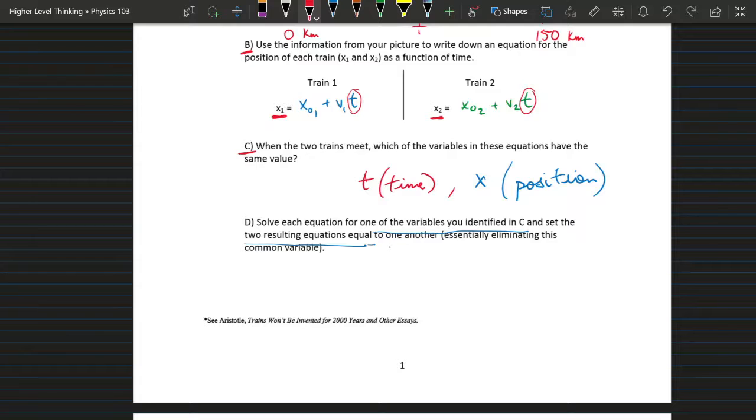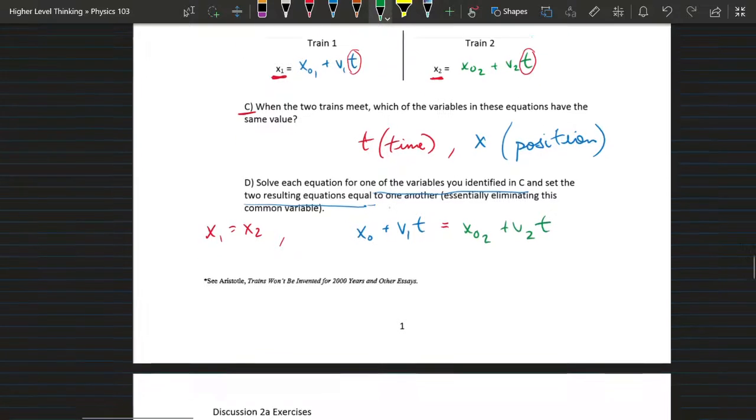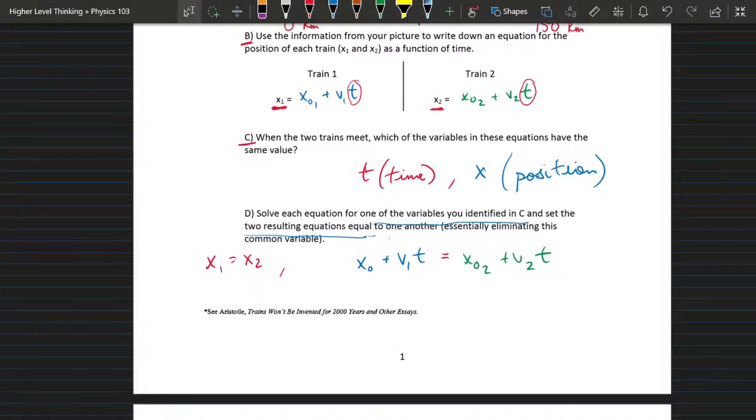So if x1 and x2 eventually equal each other, that means we could say that the equation that's in the blue equals the equation in the green. So let's fill that in. Equals 2 plus v2 times time. Okay, so now we have an equation to work off of. Let's see if we can plug in any variables.